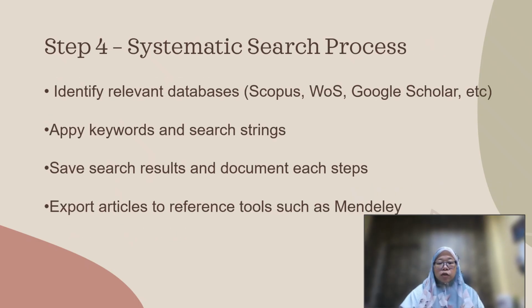Okay, step 4 refers to the systematic search process. In this step, you're going to conduct the actual search related to the study. You should choose appropriate databases and apply your predefined search strings. Document each search, making sure that you put all this information using the database name, the date, the filter used, and the number of results. Then you should export your articles into reference management software to keep your workflow organized.